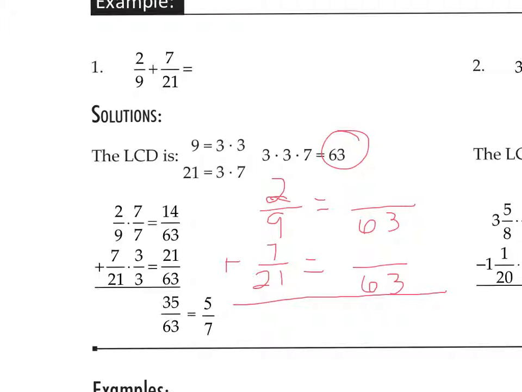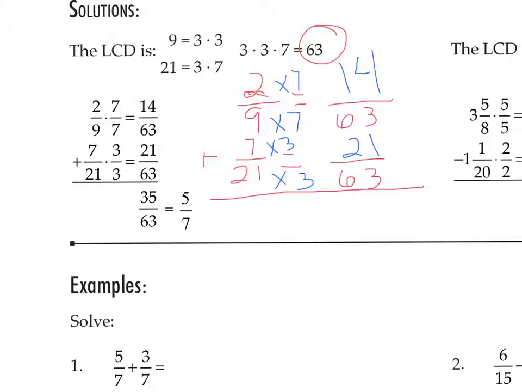Now the big deal is changing the numerators, because if you change the denominator, you also have to change the numerator. So you just have to say to yourself, 9 times what makes the 63? We know that 9 times 7 makes 63, so we have to also multiply times 7 in the numerator. So the new numerator will be 2 times 7, which is 14. 21 times 3 gives us the 63, so we're going to multiply times 3 in the numerator. 7 times 3 gives us the 21.